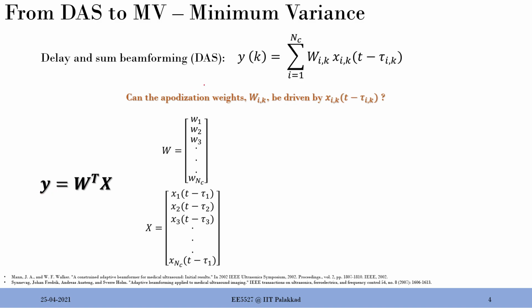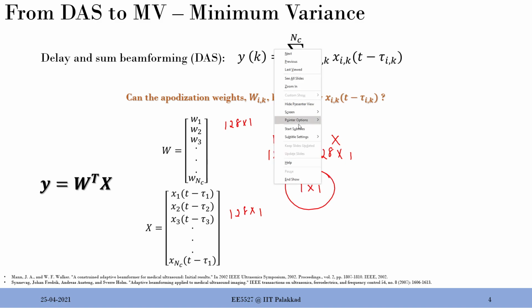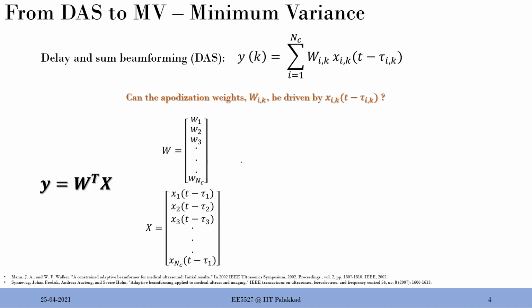So you can think of something like W, the dimension was 128 cross 1. I'm just taking an example. This is also 128 cross 1. So W transpose means 1 cross 128 multiplied by 128 cross 1. This is W transpose, this is X, so that means 1 cross 1. So that is that single pixel value. That's what I'm talking about. Okay, so very interesting, right?